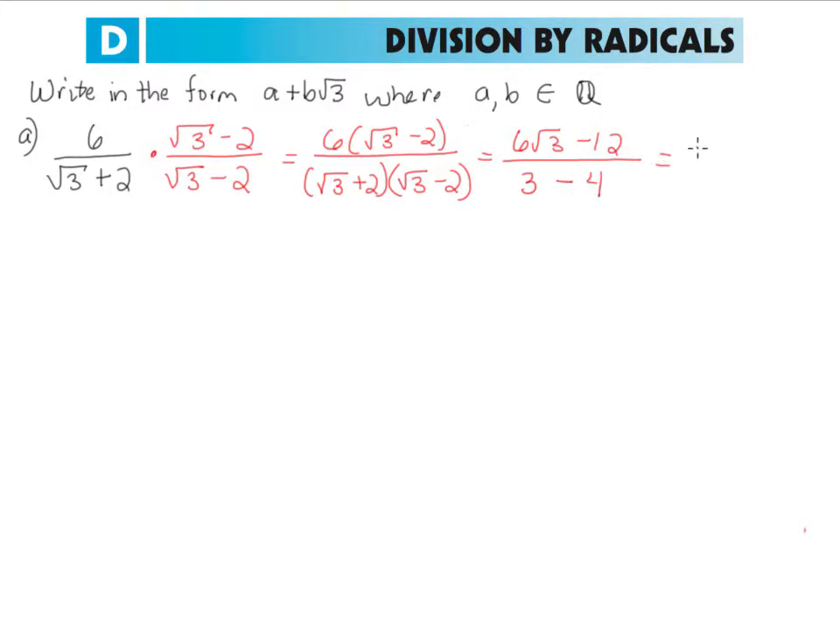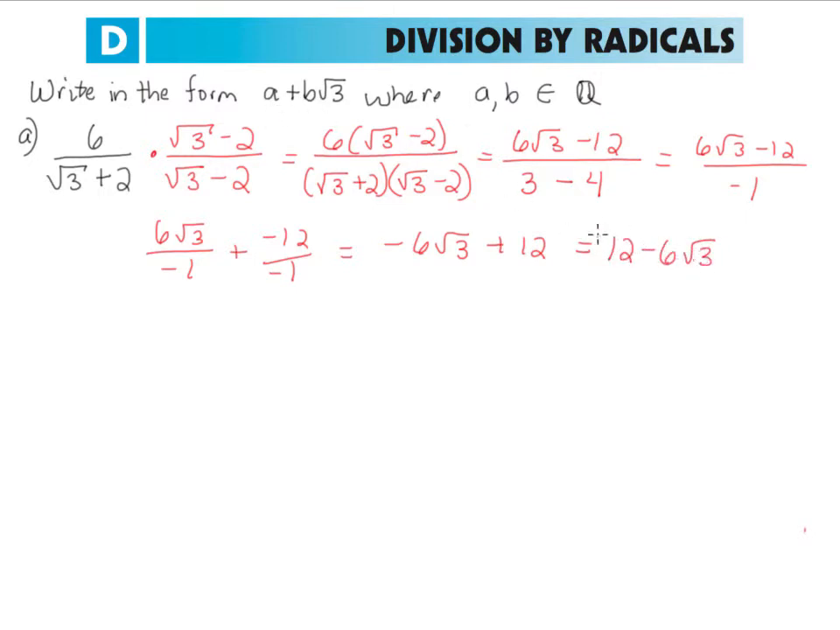Combining our like terms on the bottom, we end up with 6 the square root of 3 minus 12, all over negative 1. Distributing that negative, that's the same as negative 6 the square root of 3 plus 12. Now, that's not quite in the form a plus b the square root of 3. So let's rearrange this. So I have 12 minus 6 the square root of 3 for my final answer. On these, you need to write them in the form of your integer plus or minus the term with the radical.